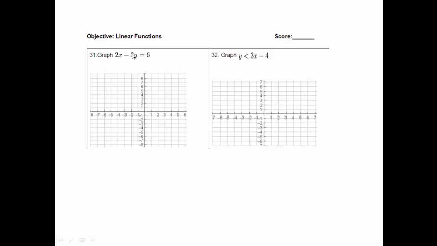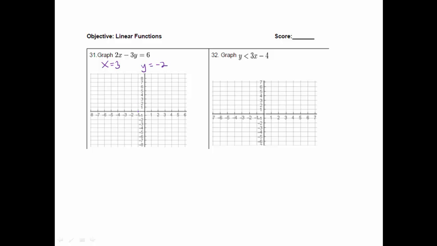So if we pretend like the negative 3y is not there, so I'll just cover it up with my cursor here. To get x by itself, we'll divide by 2. So 6 divided by 2 would be 3. So we would know that x is equal to 3. And then if I cover up the 2x, to get the y by itself, we would divide both sides by negative 3. 6 divided by negative 3 is negative 2, so y equals negative 2.